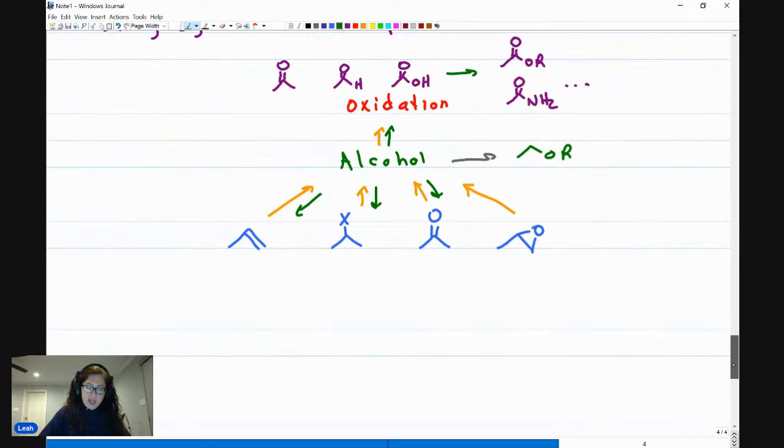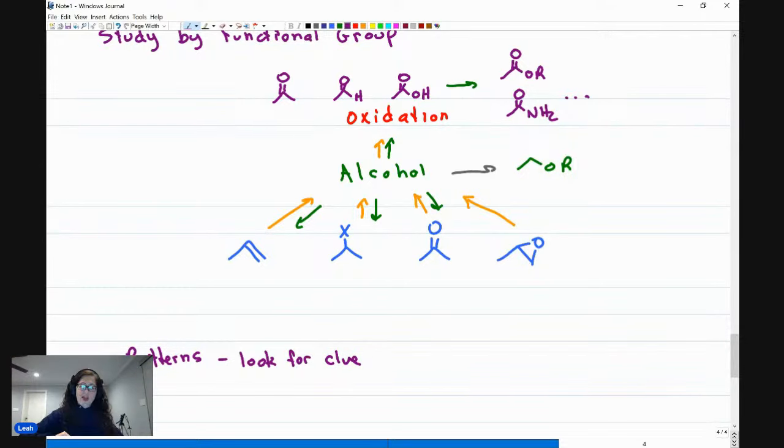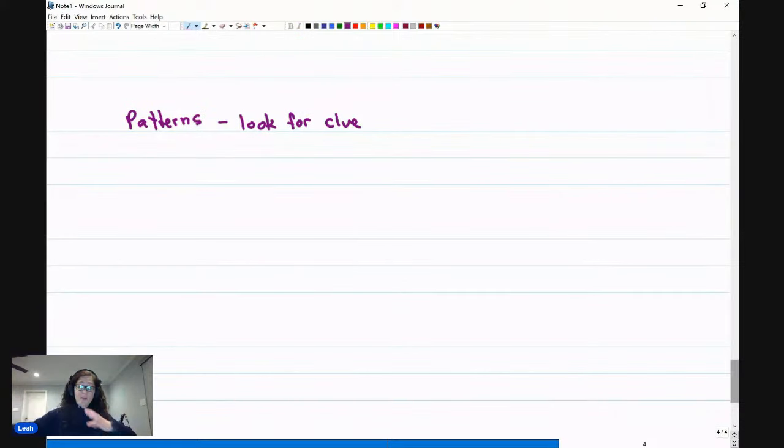When you're doing this, you want to look for patterns and clues, because you're not just going to have a file in your brain with all the information. I want you to have patterns where if you look at a molecule and you see a clue, you will instantly know this is the reaction I have to do. And that way you're not having to reinvent each problem from the beginning. All you have to do is look for the patterns and immediately recognize what is going to happen.